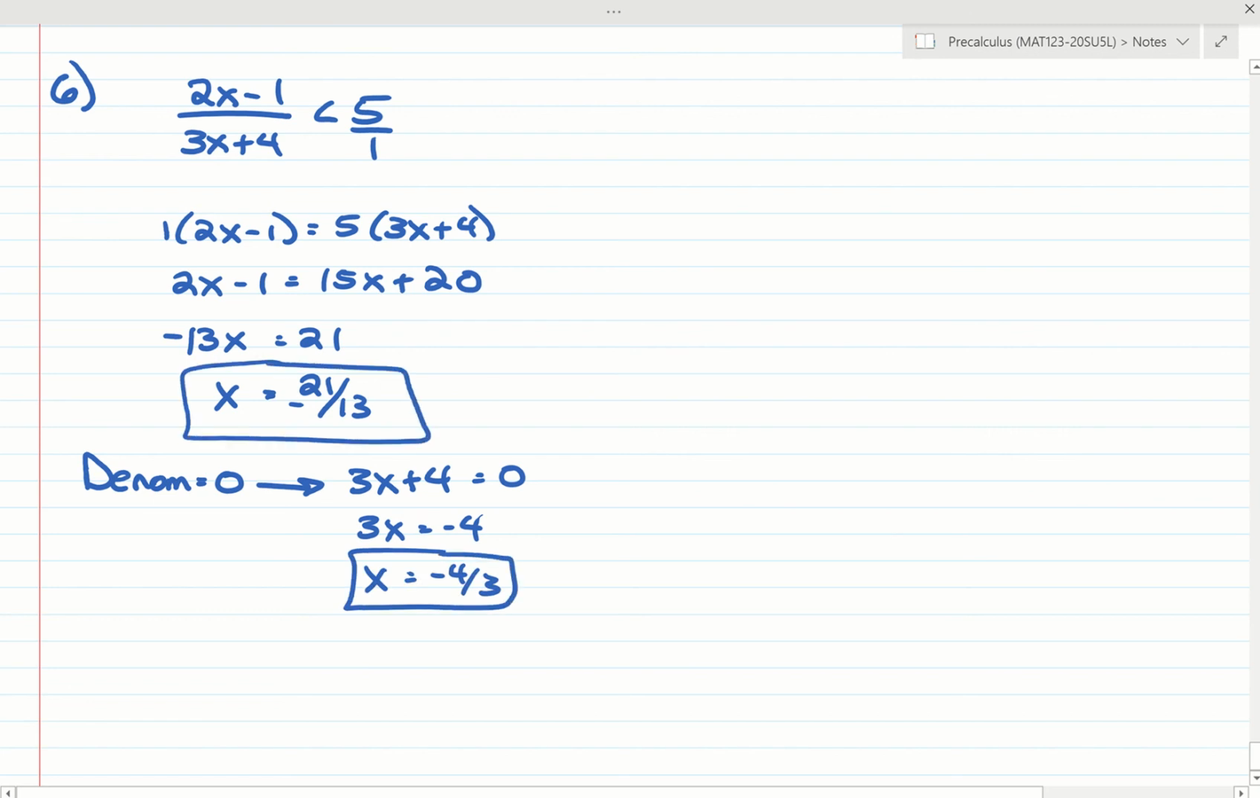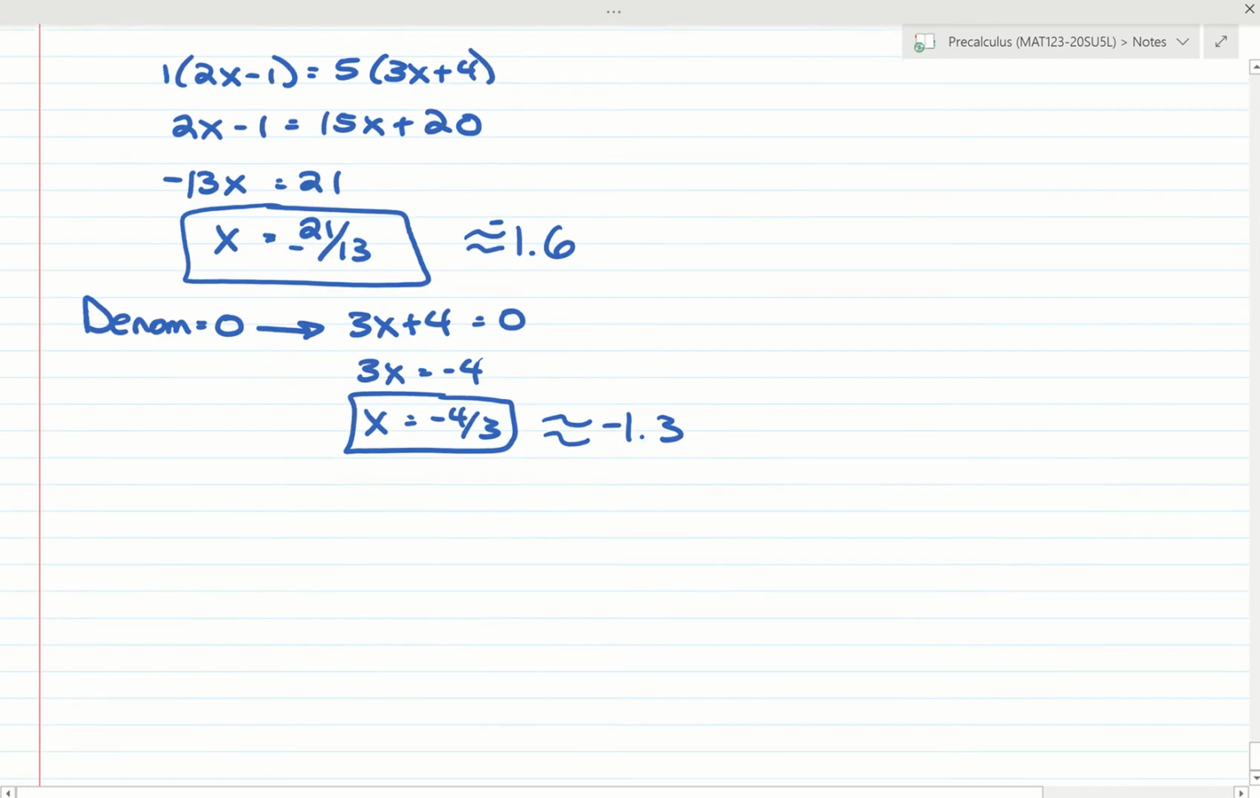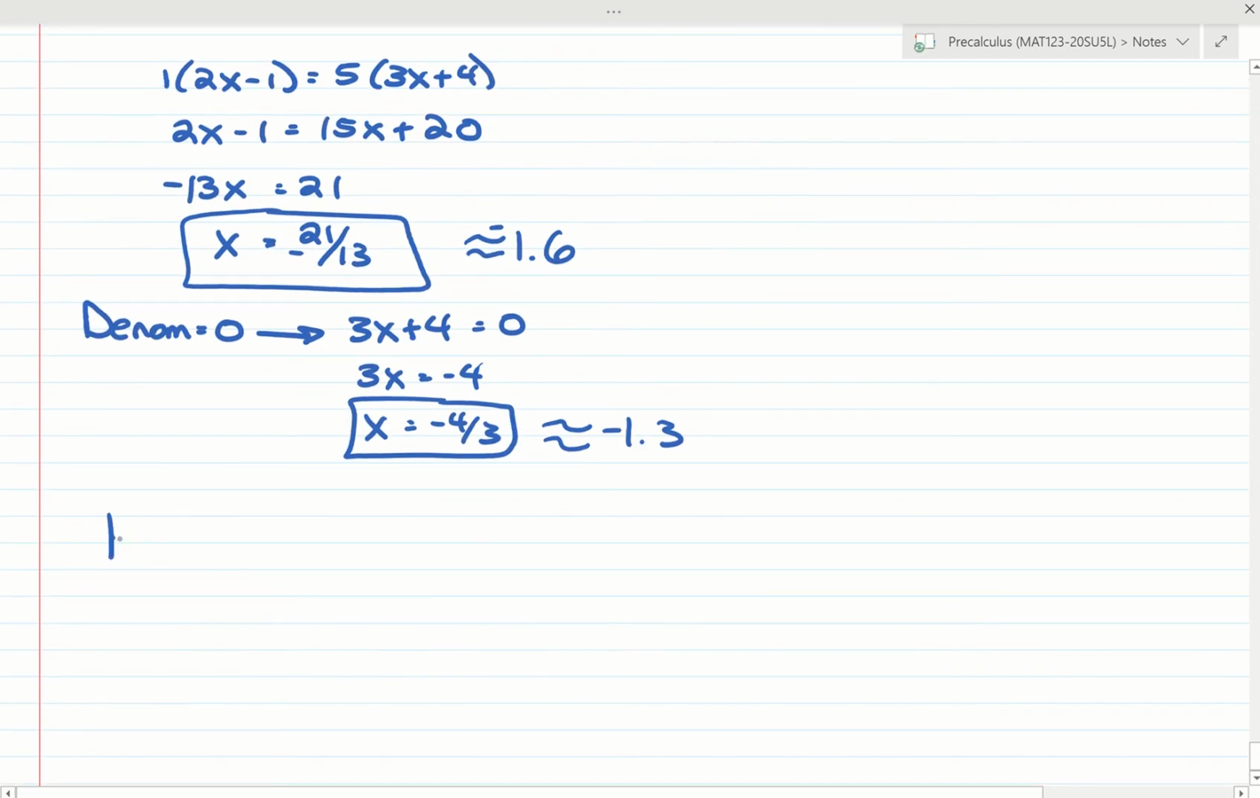Now, -21/13 is about -1.6. Negative 4/3 is about negative 1.3. So let's try to pick numbers that allow us to get an answer here. So negative 1.6 is smaller, and negative 4/3 is a little bit bigger.